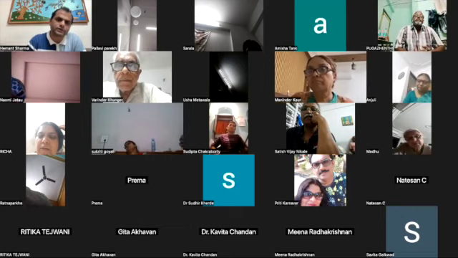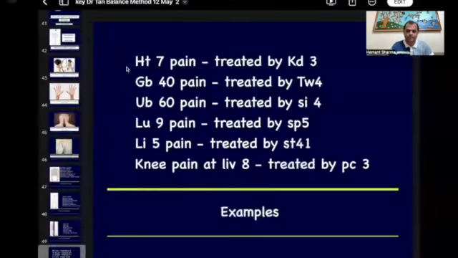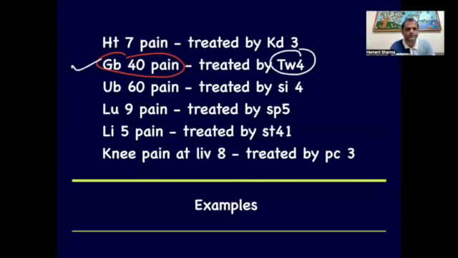contralateral side. If the pain is on the right side, we'll treat on the left side. Let's take the example of the pain in gallbladder 40. We'll treat by triple Warmer 4. I will explain this concept now.